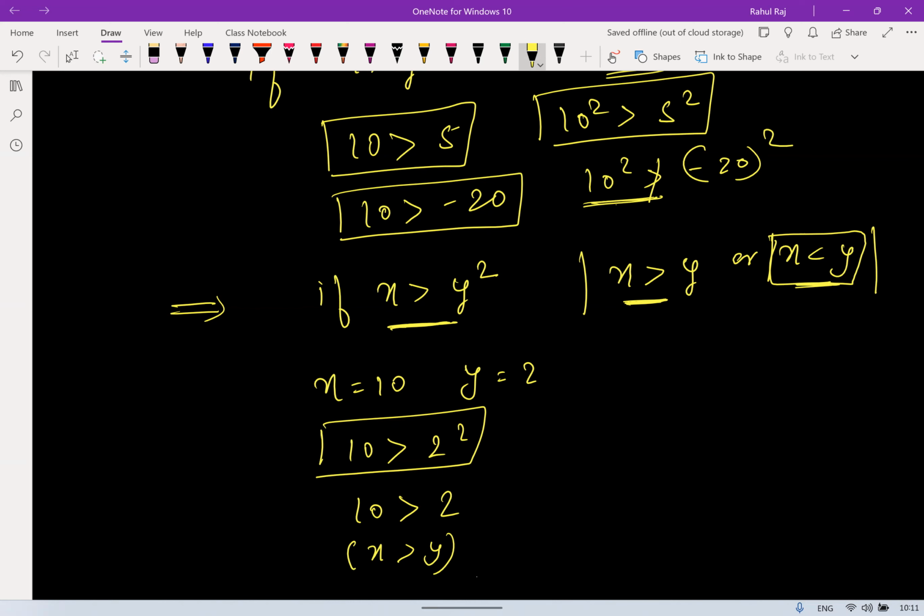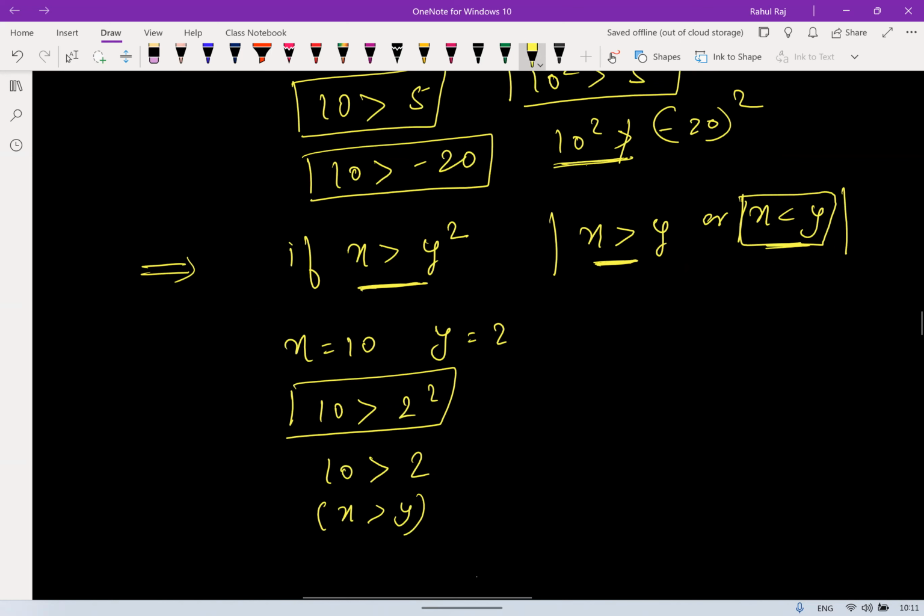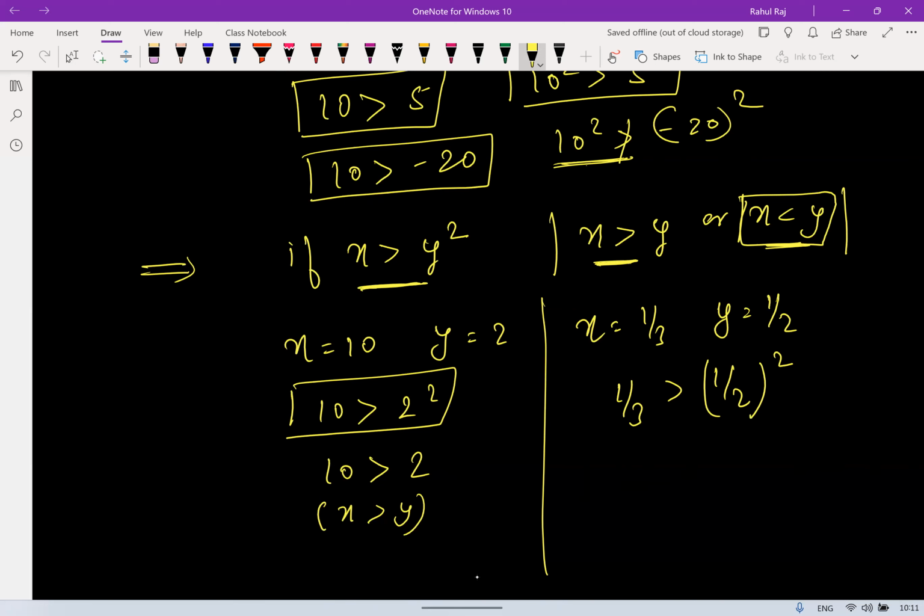Yes, boss. Alexa, you cannot give up so quickly, please. Take x equal to 1 by 3 and y equal to half. Can I say 1 by 3 is greater than half square? That is 1 by 4, yeah. But technically 1 by 3 is less than half.